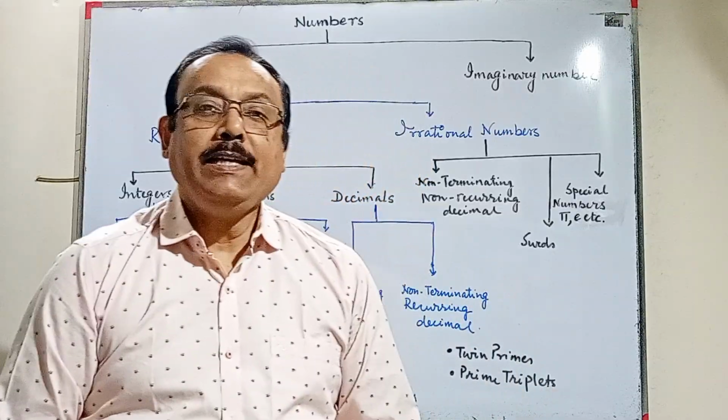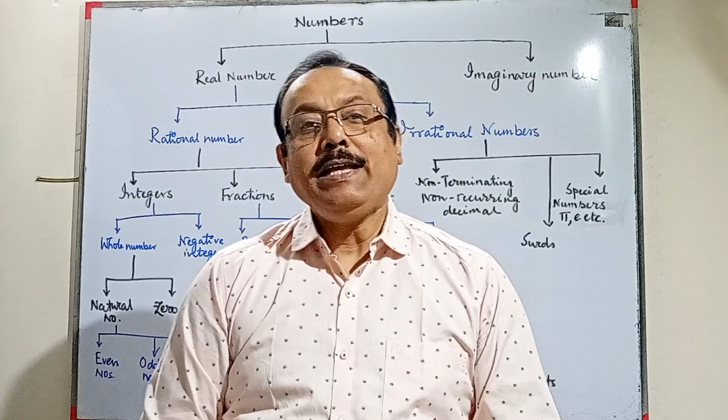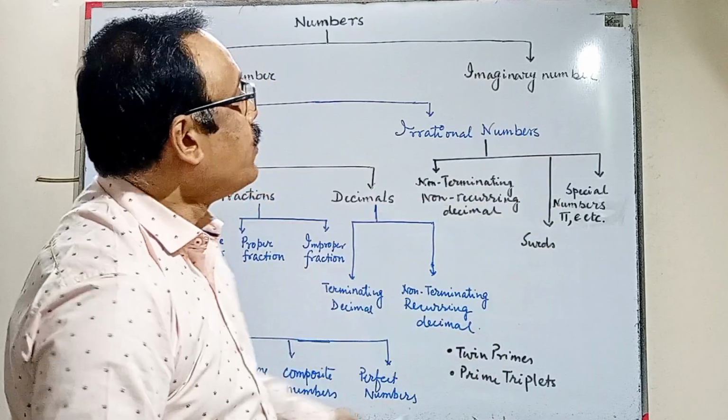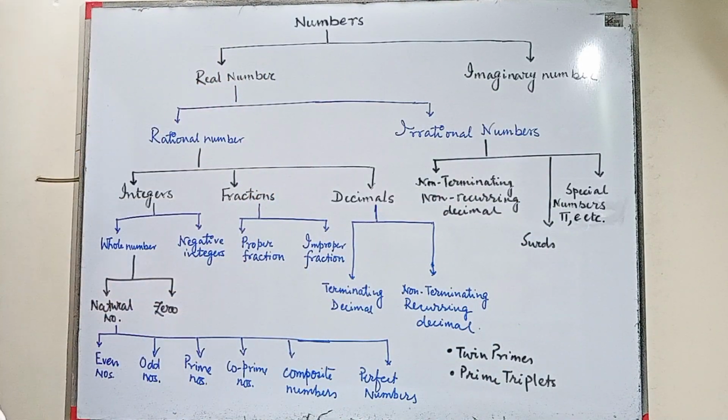Now we will see the number tree of the number system. Behind me is the number tree which is drawn. Have a look at the number tree. This is the entire number tree. The number system is written here.